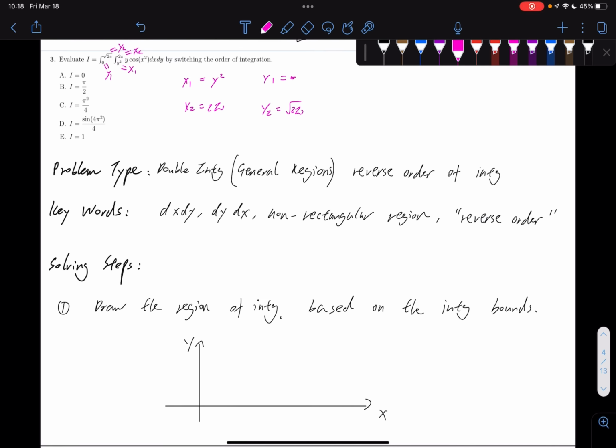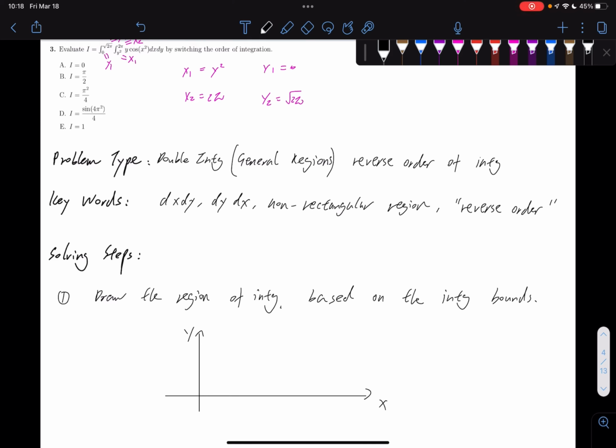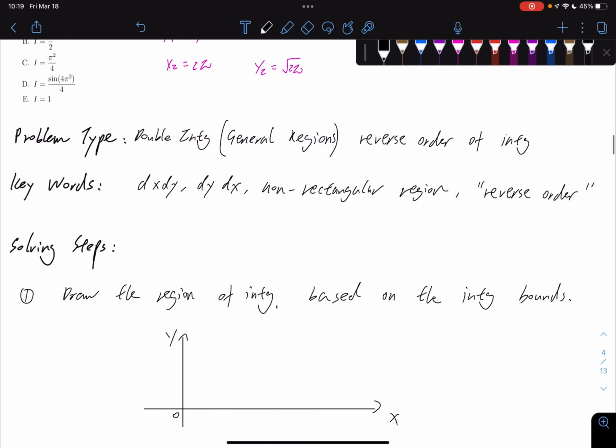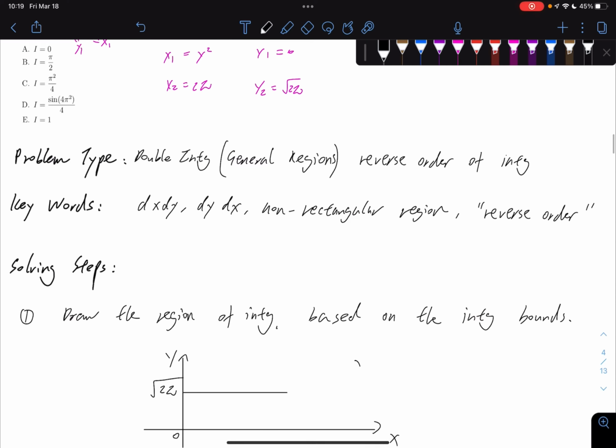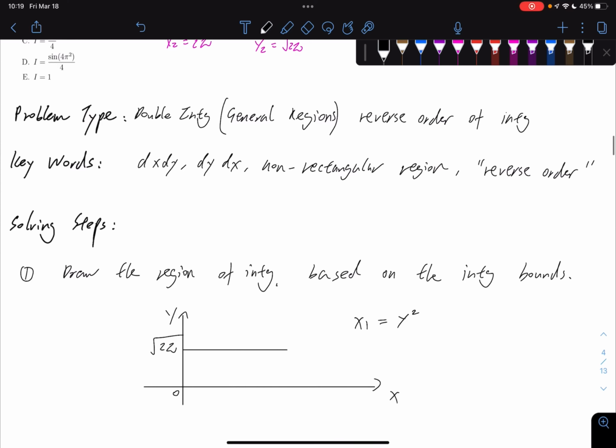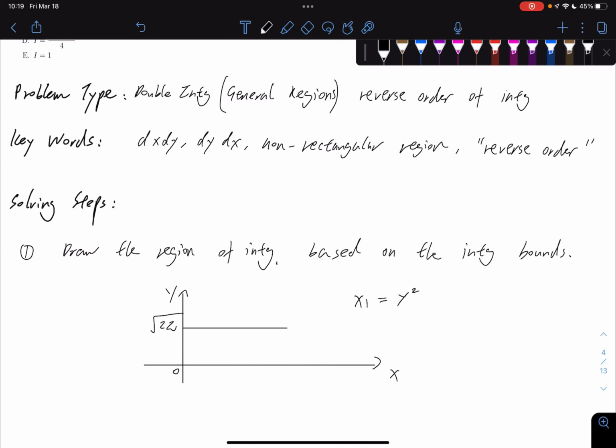So let's start with the y bounds, shall we? Because they're constant, that makes our life a little bit easier. So y1 equals 0 right here, and then y2 equals the square root of 2 pi right here. But let's draw this x1 equals y squared, right? That's kind of hard to draw. But we can make y explicit by square rooting both sides. So y equals square root of x. So this is square root of x.